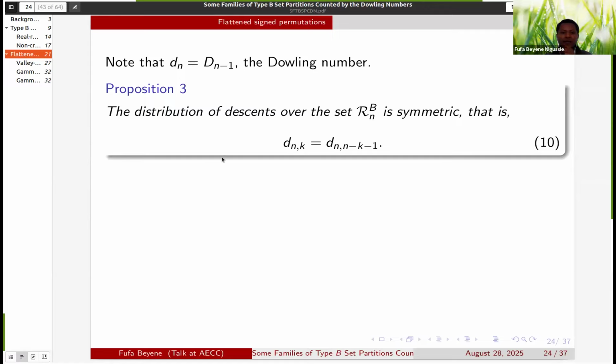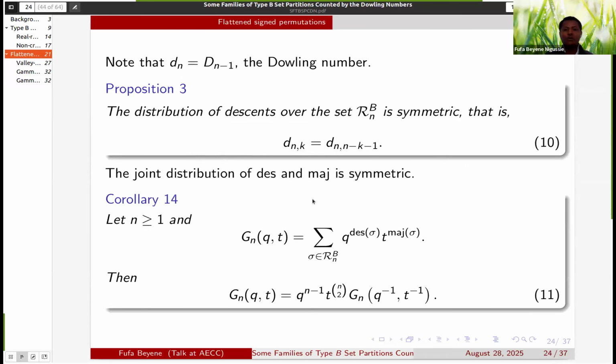And the main result here is that Dnk is equal to Dn n minus k minus 1, or the descent distribution is symmetric. So we have proved this, and also considering the joint distribution of descent and the major index, we have again a symmetric distribution. For that, we have this specific generating function, so that GNQT is this, and it is the same as this one, but with Q to the power of minus n, T to the power of minus n here.